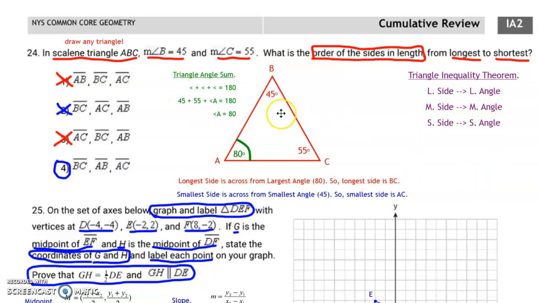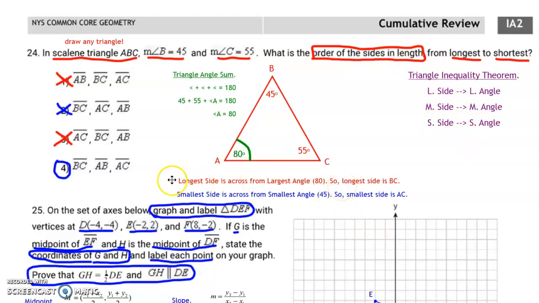So I'm looking at this triangle, which is given to me. Well, actually, it's not given to me, but remember, a scalene triangle ABC, I can just draw any triangle. So I drew any triangle, and I labeled it with the information they gave me, 45 and 55. And I also used the triangle sum theorem to find that this angle is 80 degrees. So then it asks me the order of the sides in length, which means I'm going to look for the longest side, the medium side, and the small side using the different angle measurements.